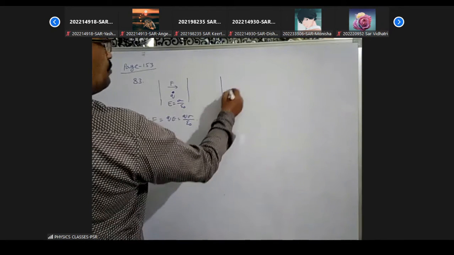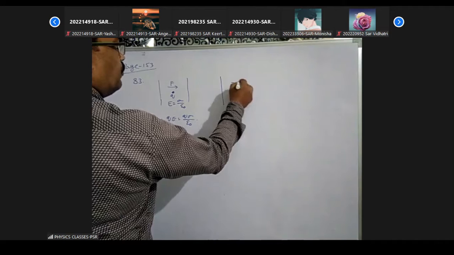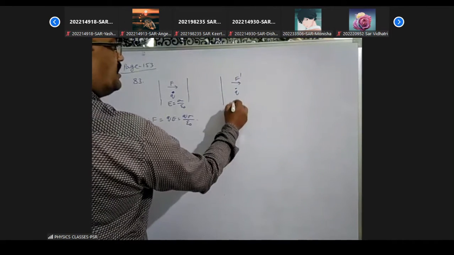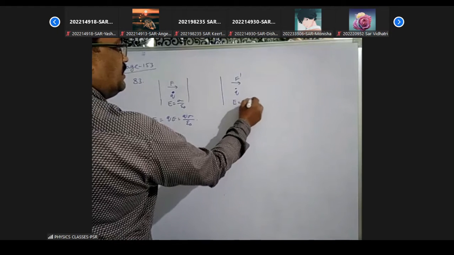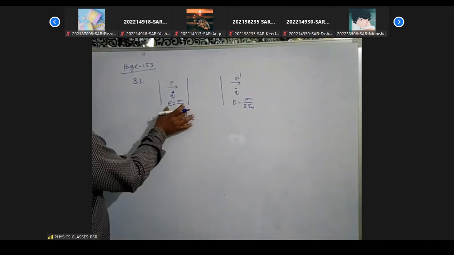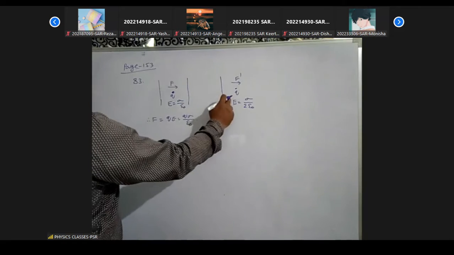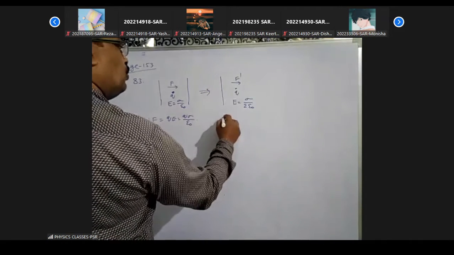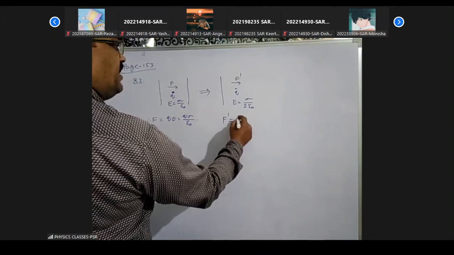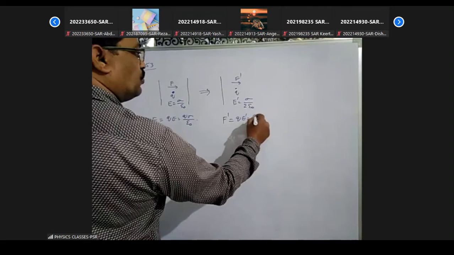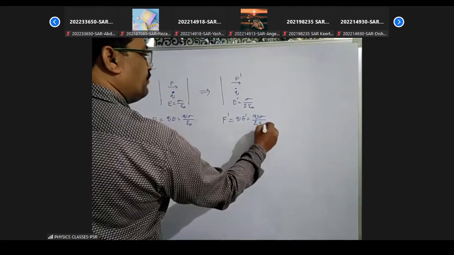If only one plate is there, then the force acting is F dash, let us say. The electric field due to only a single plate, we know, is sigma by 2 epsilon naught. The second plate gives another sigma by 2 epsilon naught, and the sum is sigma by epsilon naught when two plates are present. When only one plate is present, the field is this one. Therefore, the force acting on the charged particle, F dash, is equal to QE dash, so Q sigma by 2 epsilon naught.